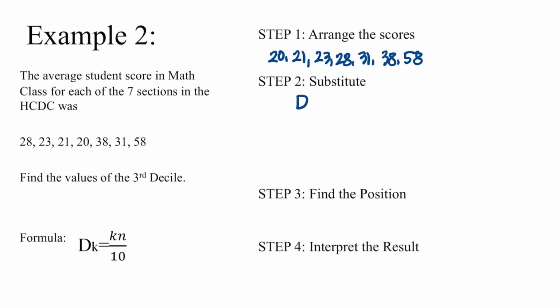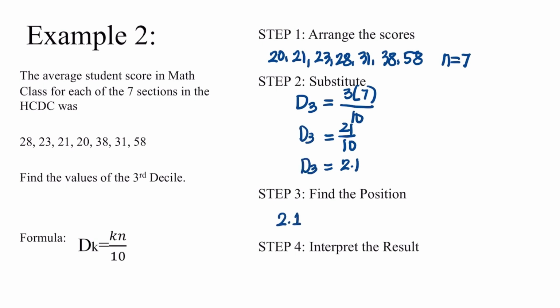Substitute to the given formula. We look for D3, which is equal to 3 times 7. Take note that n is equal to 7 divided by 10, which gives you 21 divided by 10, equal to 2.1. Therefore, we will round it off to the nearest whole number, which is 2. Therefore, the 3rd decile is in the 2nd position.